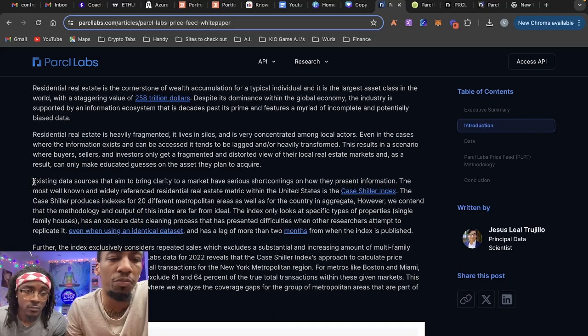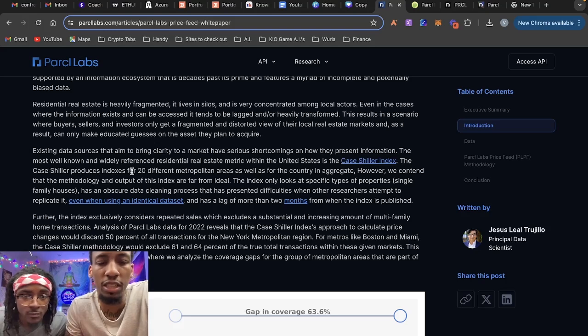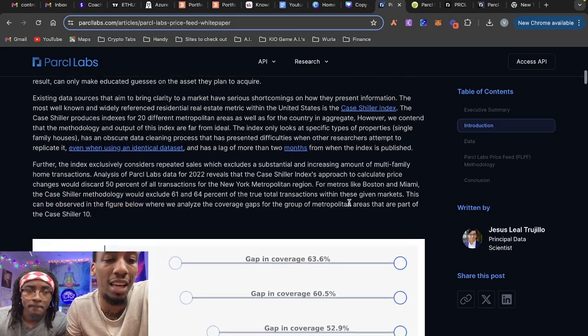But then they go on to say, existing data sources that aim to bring clarity to a market have serious shortcomings in how they present information. The most well-known and widely referenced residential real estate metric within the U.S. is the Case-Shiller Index. So the Case-Shiller produces indexes for 20 different metropolitan areas as well as the country in aggregate. However, we contend that the methodology and output for this index is far from ideal. It only looks at specific types of properties, single-family houses, and has obscure data cleaning processes that have presented difficulties when other researchers attempt to replicate it. Even when using an identical data set, it has a lag of more than 2 months from when the index is actually published.